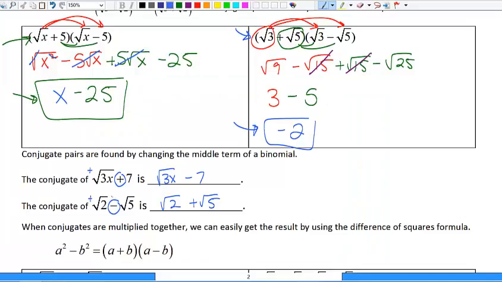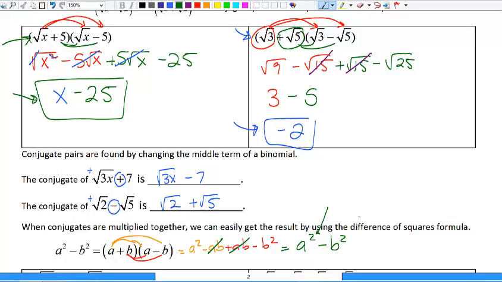When conjugate pairs are multiplied, we can easily get the result by using the difference of squares formula. So if I distribute this out, that gets me a squared minus ab plus ab minus b squared. Notice that the two middle terms add to 0 and go away. And what do I have left at the end? Just a squared minus b squared.